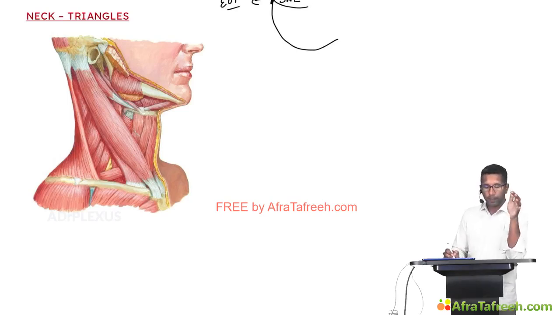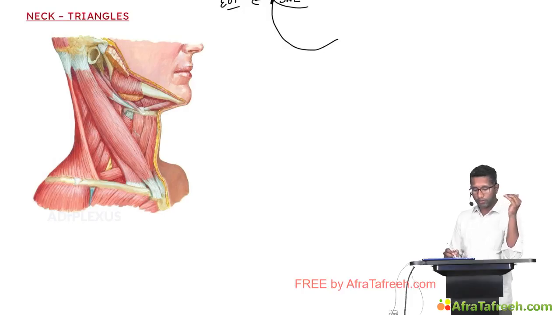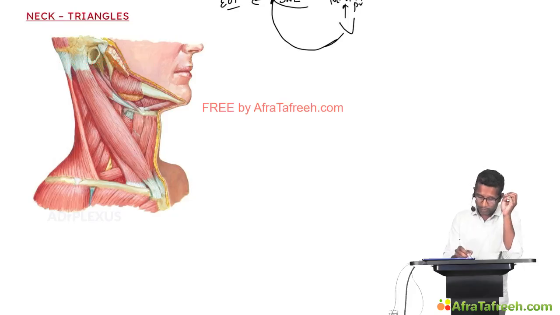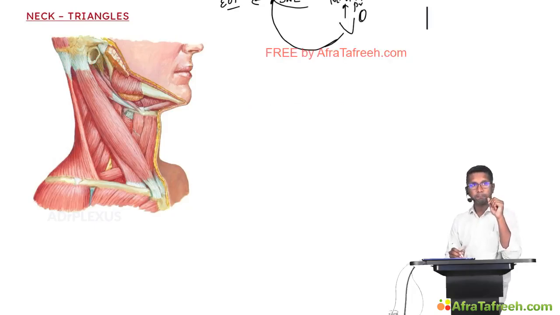So you have the external occipital protuberance, and from there you get the superior nuchal line. When you trace it, the bone ends in a process called the mastoid process. In front of the mastoid process you have the external auditory meatus.